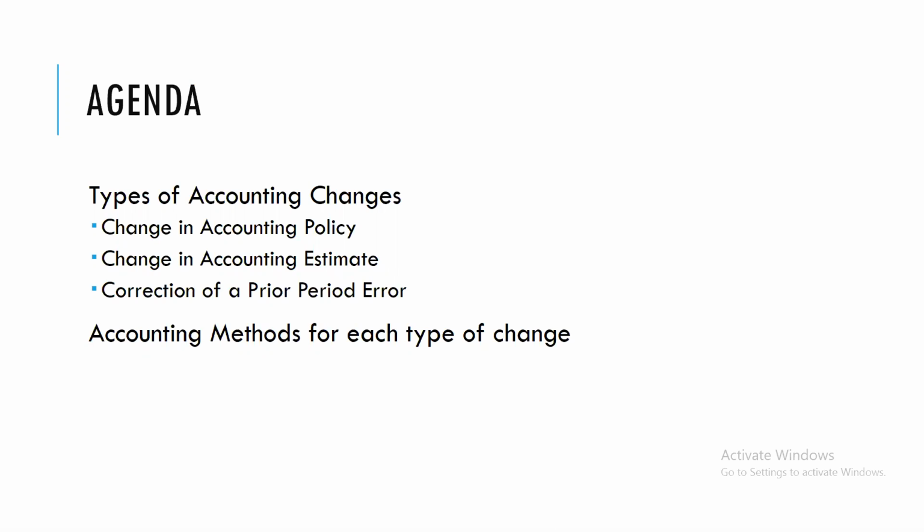So we're going to go through what the three different types of accounting changes are, and then we're going to go through the accounting methods of each change. So when you know you have a certain type of change, what do you do? How do you account for it? And then we'll look at some journal entries on how to account.